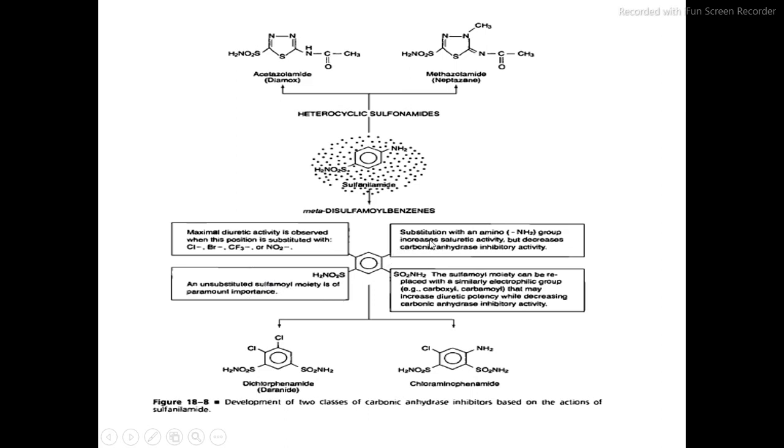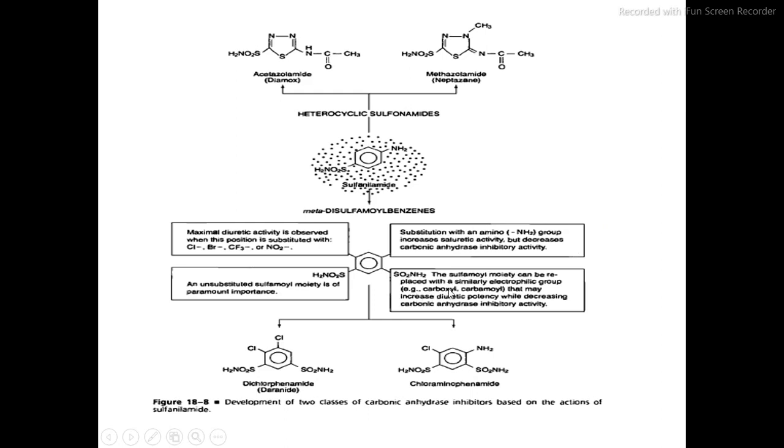Another substitution with an amino group increases saluretic activity, but decreases carbonic anhydrase inhibition activity, as the amino group is important for the interaction with the lipophilic receptors, and as this NH2 has a greater affinity for the hydrophilic pocket, it is considered responsible for the decrease in carbonic anhydrase inhibition activity.